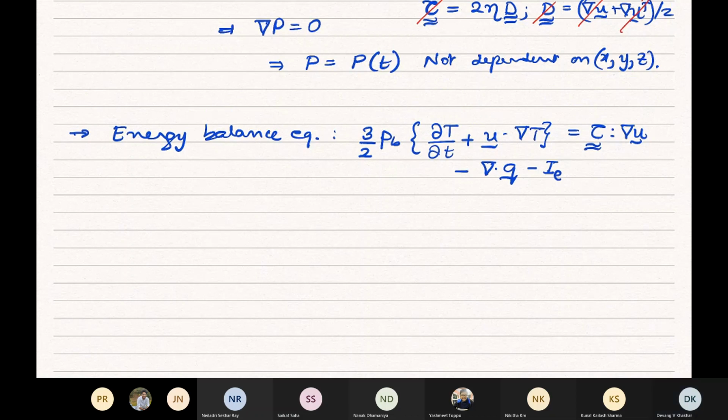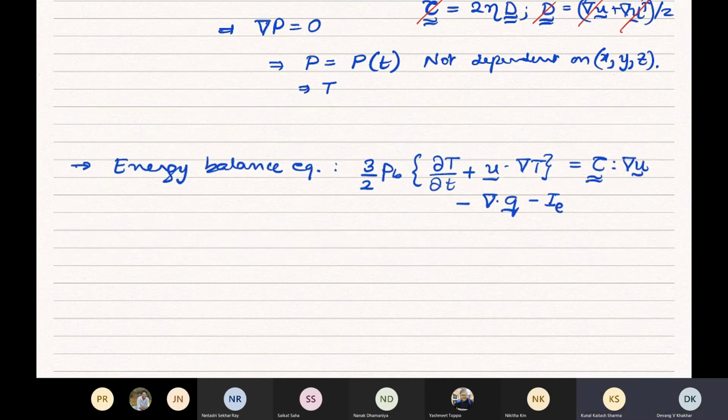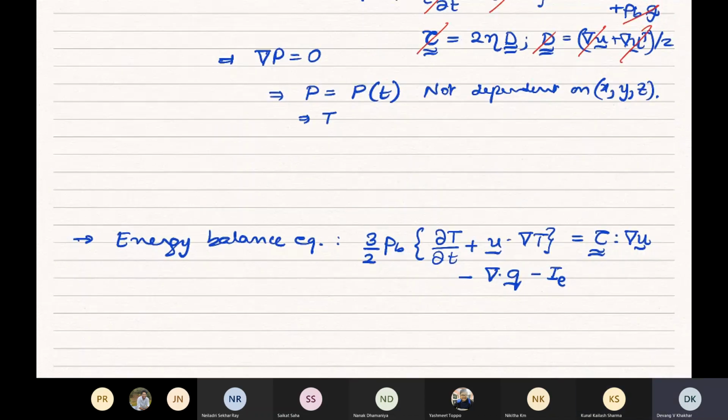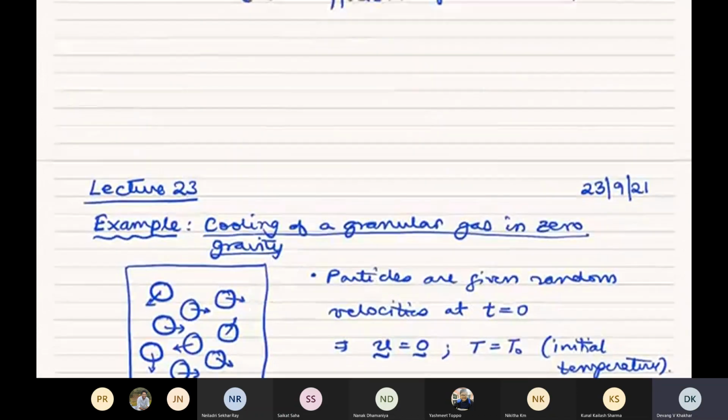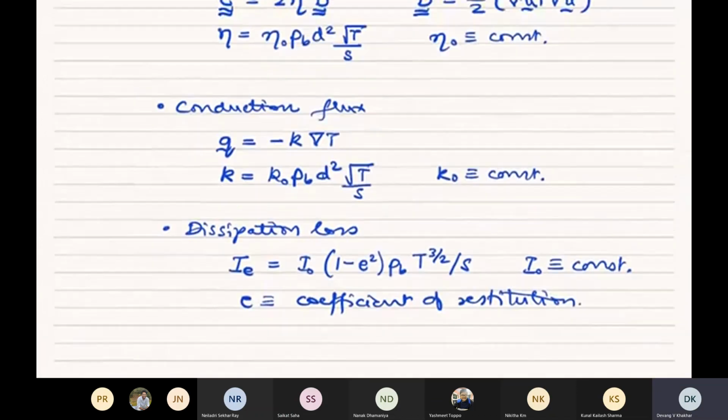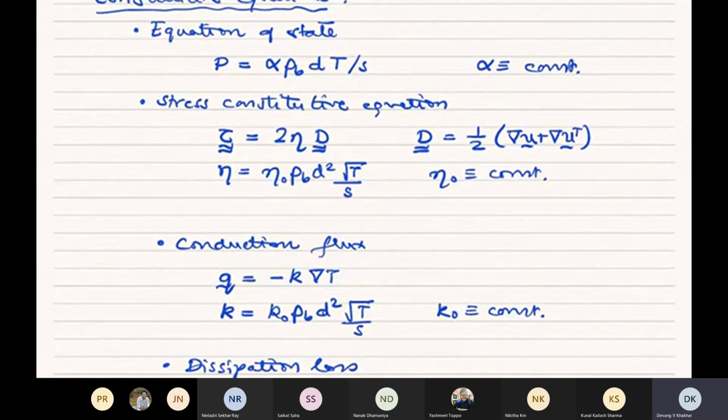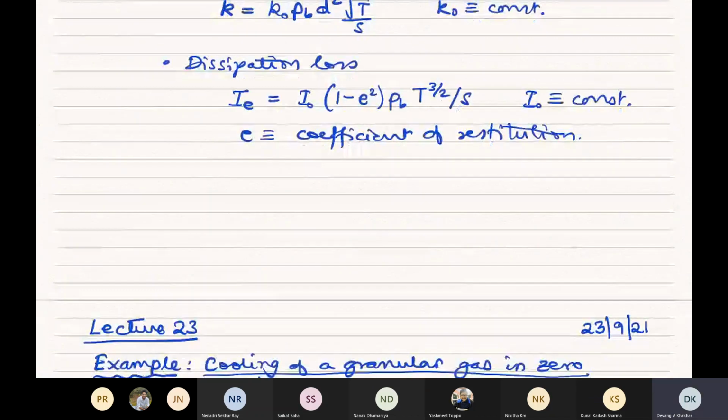And the main thing is that if pressure is not dependent on spatial coordinates, then this implies that temperature is also time dependent. Temperature is time dependent. Of course, that's the main thing we want to find out. That we are doing cooling, that means temperature is changing with time. So let me write down the expression for P. You can see that it's just given by this.